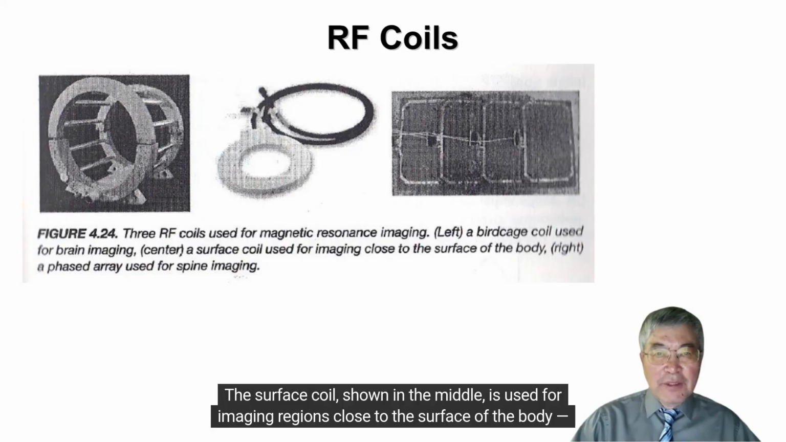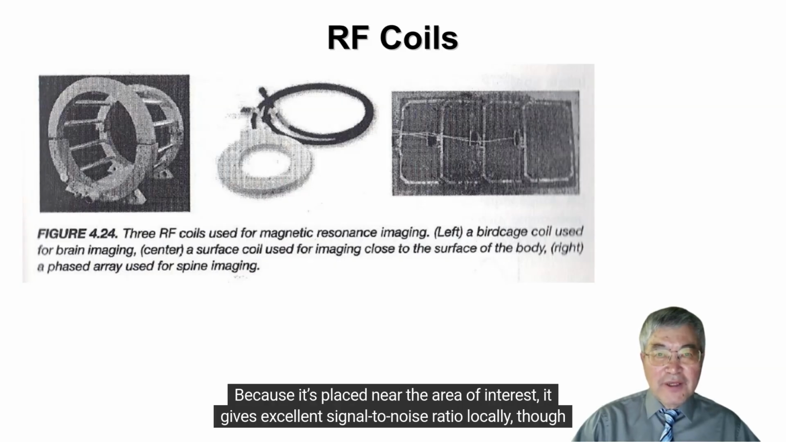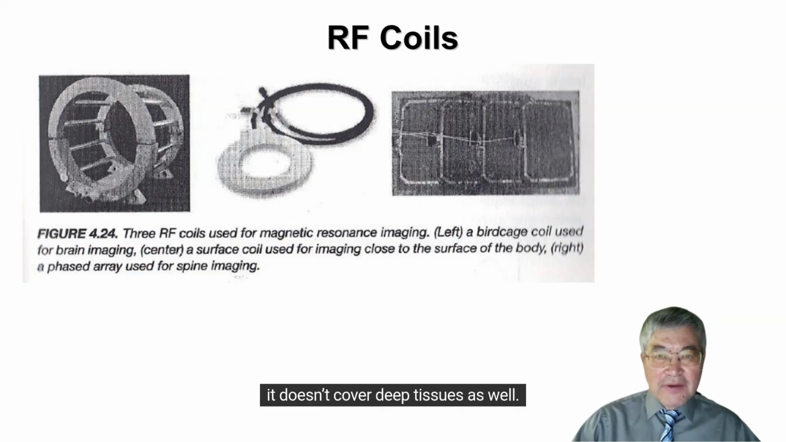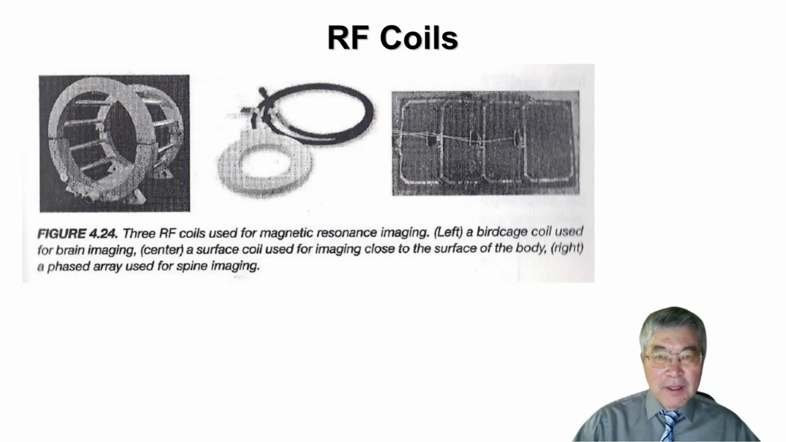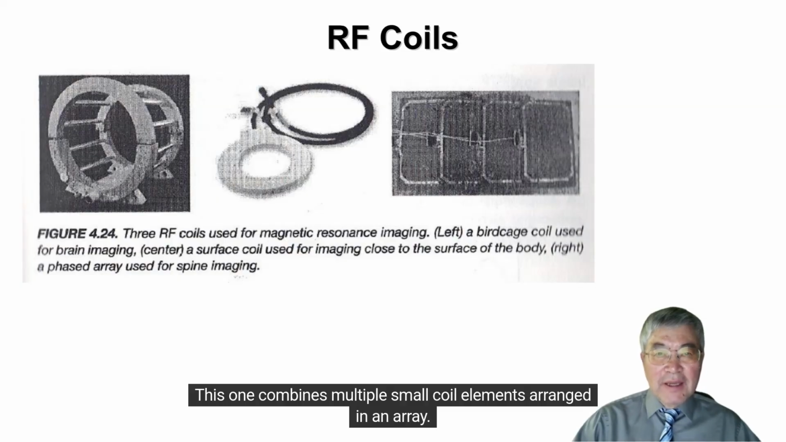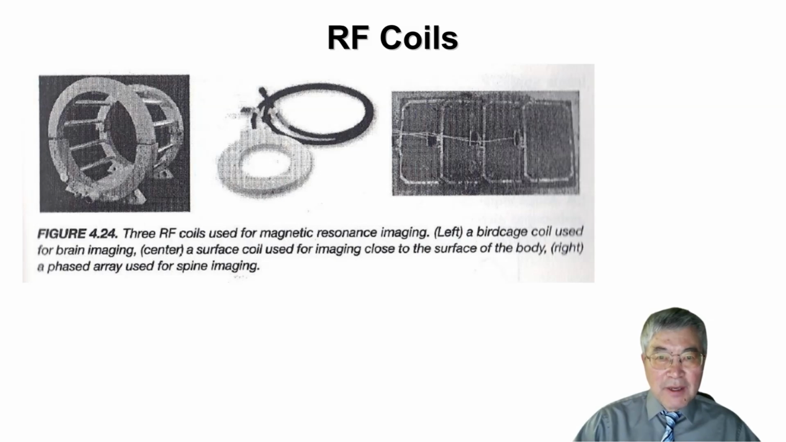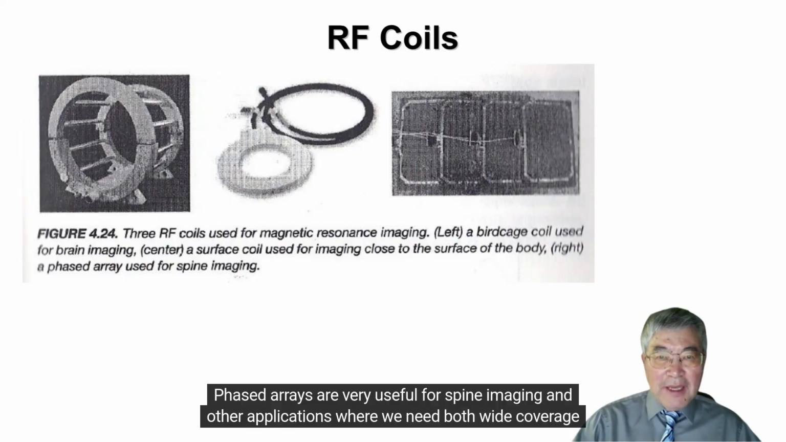The surface coil shown in the middle is used for imaging regions close to the surface of the body, for example, the shoulder or knee. Because it's placed near the area of interest, it gives excellent signal-to-noise ratio locally, though it doesn't cover deep tissues as well. The third design, shown on the right, is a phased array coil. This one combines multiple small coil elements arranged in an array. Each coil picks up signals from a different region, and the signals are combined by the system to produce a high-quality image. Phased arrays are very useful for spine imaging and other applications where we need both wide coverage and high sensitivity.